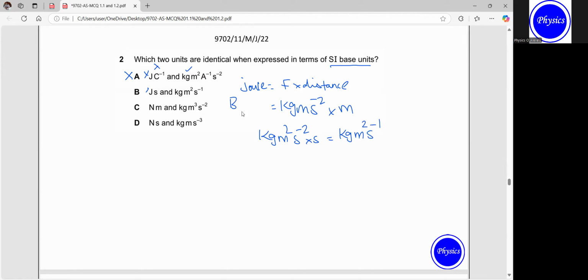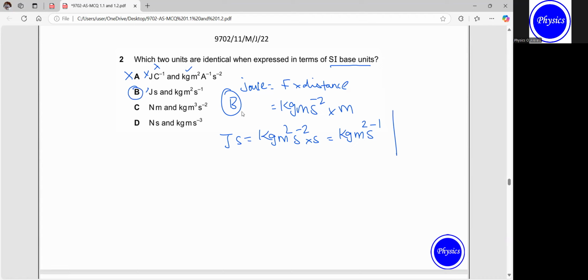This I'm doing for option B. Okay, s minus s. And what is the other one? Yeah, it's same, the other one. You see the other option? Joule second. This is joule second, which is equal to kilogram m square. So I think B.